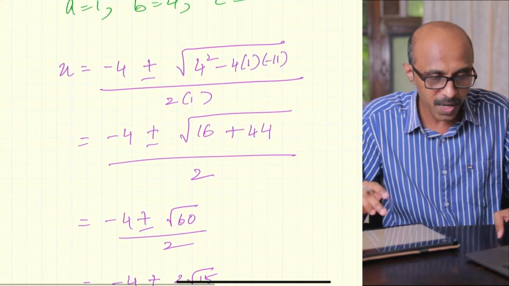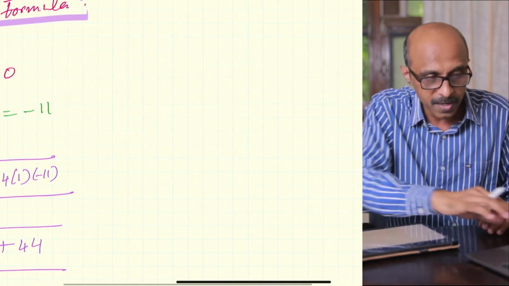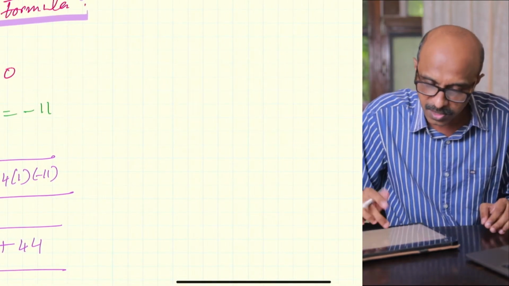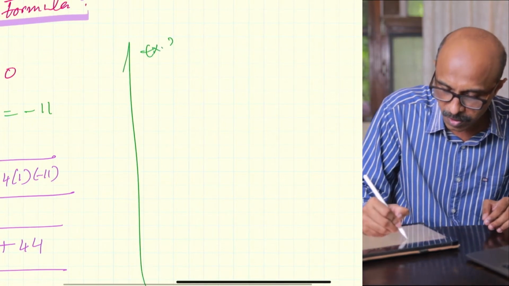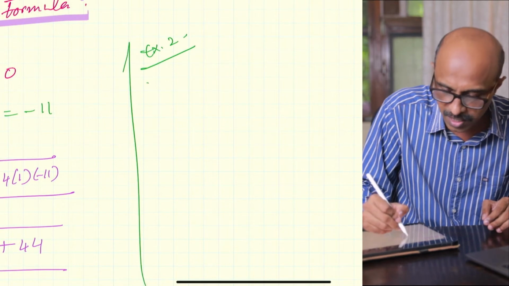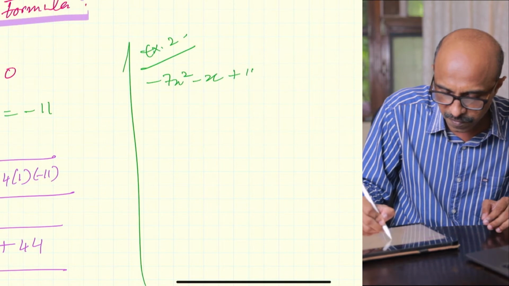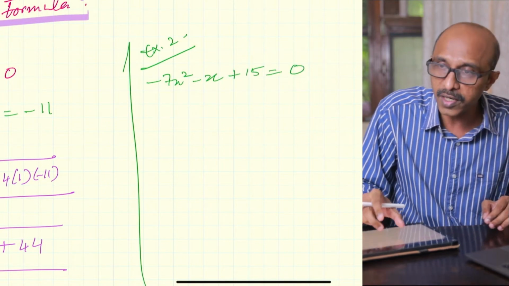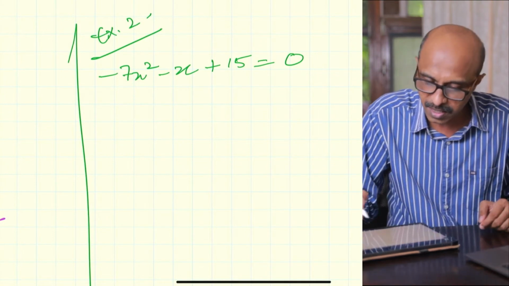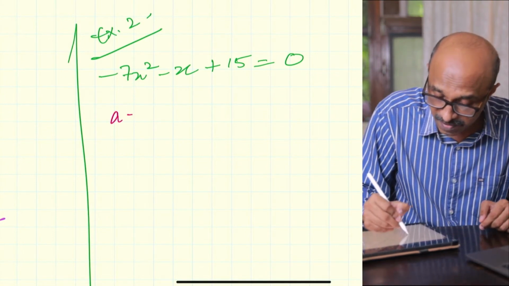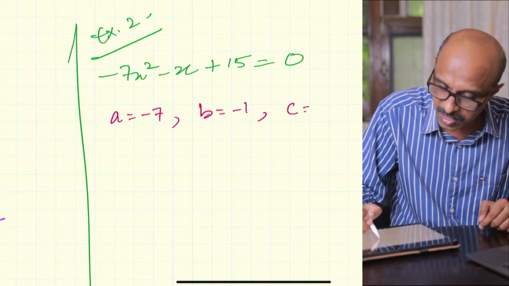Let's take one more example where the coefficient of x squared is not equal to 1. This is example 2, and the question is negative 7x squared minus x plus 15 equals 0. I deliberately chose something interesting because I wanted something else in that a. So the value of a is negative 7, the value of b is negative 1, and the value of c is 15.